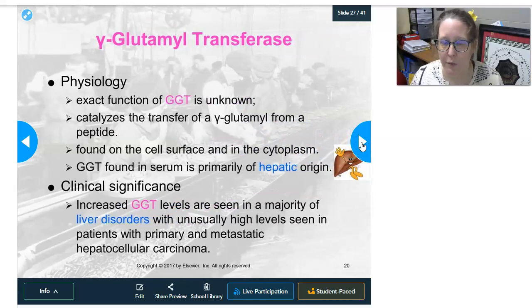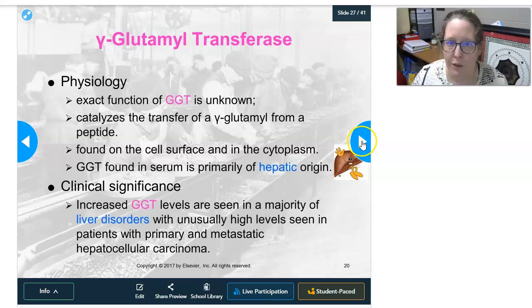And moving on, we're going to talk about gamma-glutamyl transferase, or GGT. The exact function of GGT is unknown. We do know, from what I've gathered, that it's involved in detoxification processes. It does catalyze the transfer of a gamma-glutamyl from a peptide. It is found on the cell surface and in the cytoplasm, and it's primarily in the liver. So this is a liver enzyme. Increased GGT levels are seen in a majority of liver disorders, with unusually high levels seen in patients that have primary and metastatic hepatocellular carcinoma.